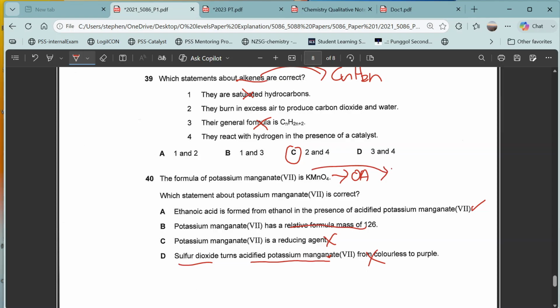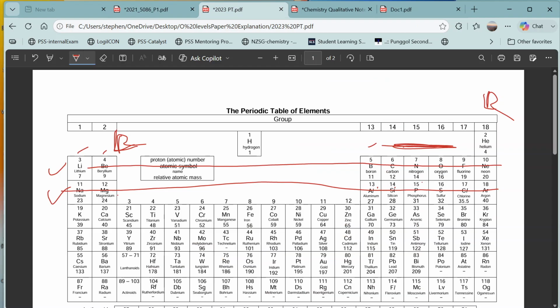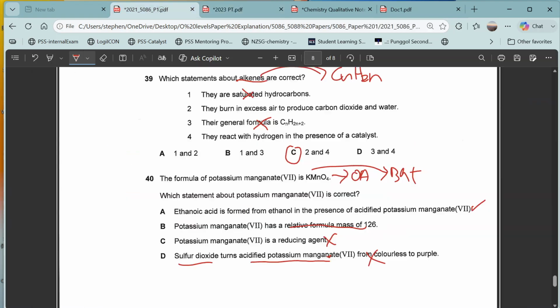So potassium is 39 plus manganese. Let me see where's manganese, Mn. Where is manganese? Here, right? Do you use the number on top or the number below? The number below, 55, not on top. So plus 55 plus 16 times 4. I don't think you will get this answer. So A is the correct answer. So that's it. 2021.